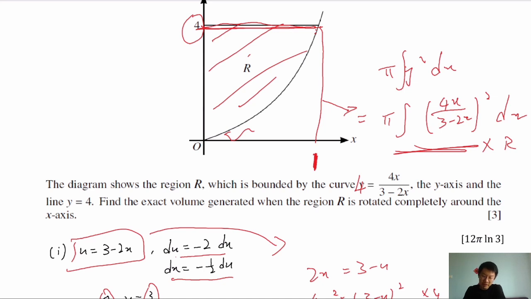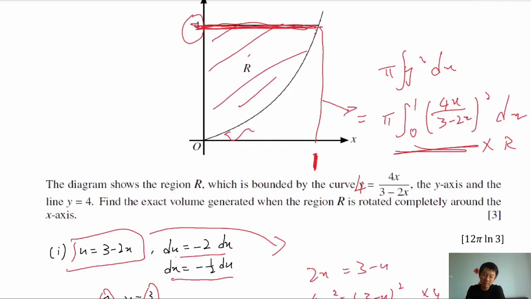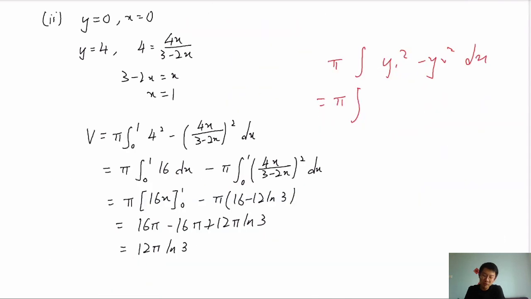Okay, so we integrate this expression from 0 to 1. We can look at the working later here. So x is equal to 1. And from there we have to use the pi (y1 squared minus y2 squared) dx. So the y1 is the curve which is above, the higher curve. The higher curve in our case is the 4. This is our y value. So this is why we have got 4 squared, which is this one.